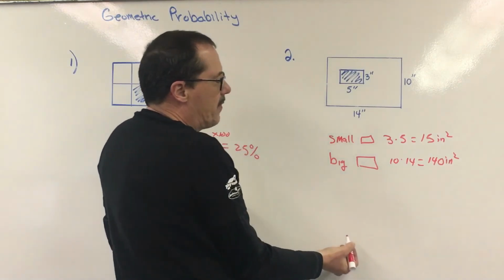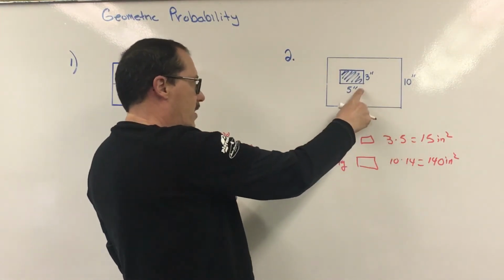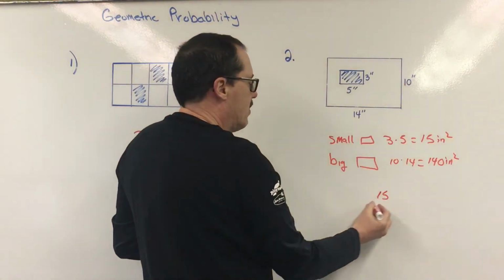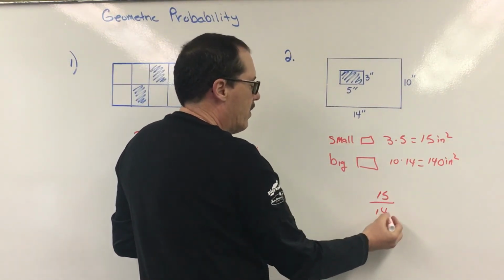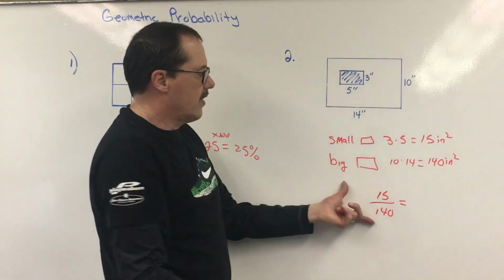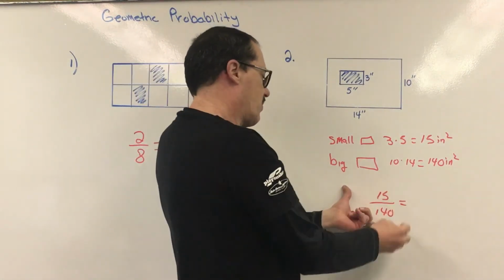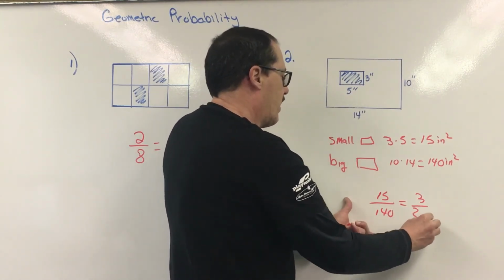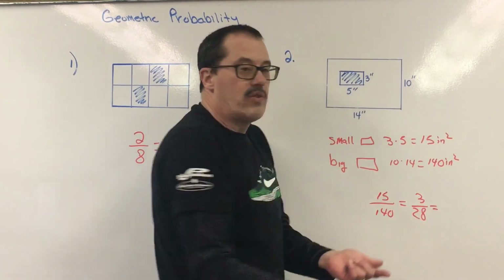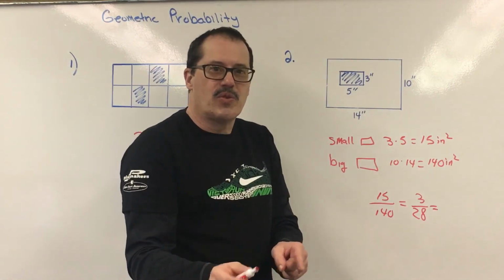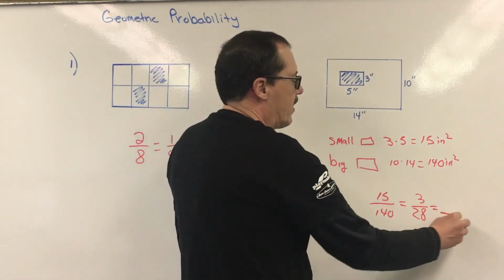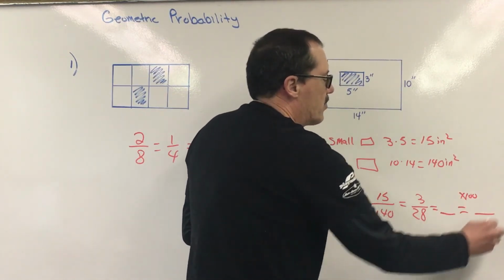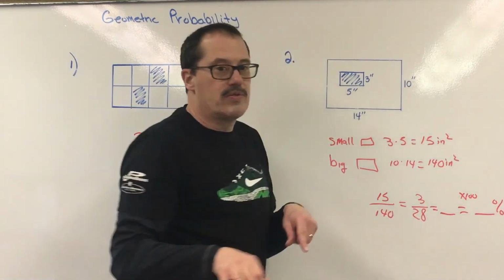And then to do the probability, you would take what you're trying to hit, that would mean you'd win if you hit the small one, that would go on top, 15 over 140. And after you did that, you would reduce it. So you divide them both by 5, and that would give you 3 over 28. I don't have my calculator with me, but you guys can do it. You want to take 3 and divide it by 28 and get your decimal, and then times that by 100 to get your percent. But I'll let you fill that in.